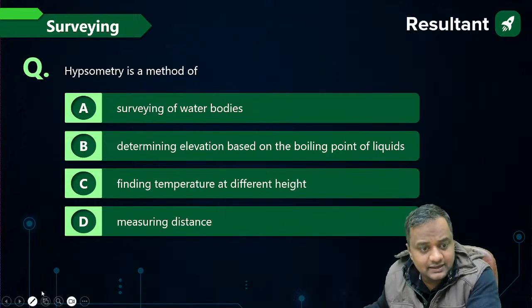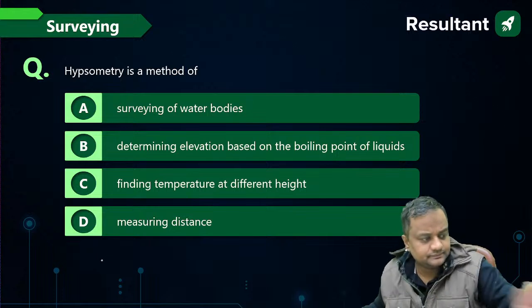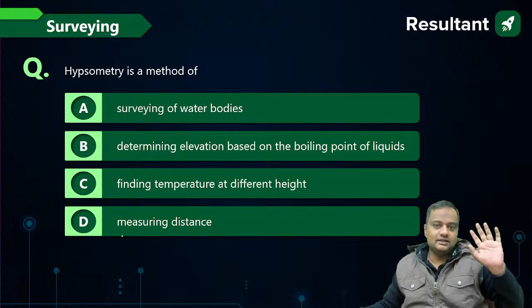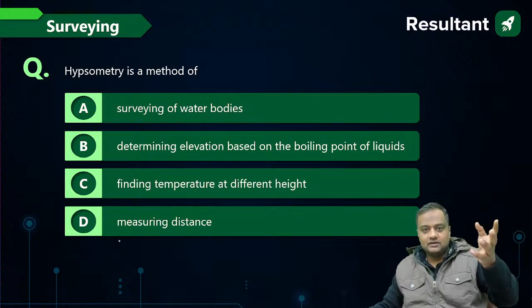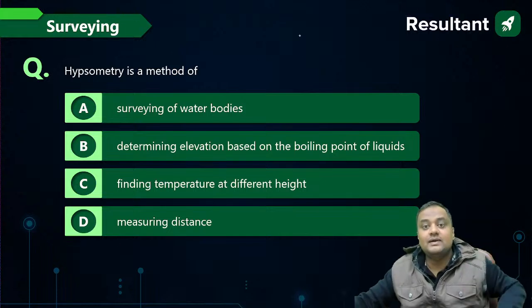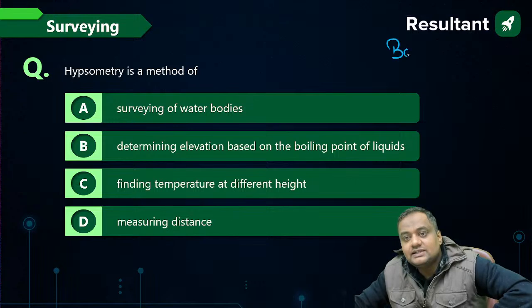What is hypsometry? I told you this in class. What is hypsometric leveling? In the leveling class I told you this. Guys, we generally think that leveling is only from a dumpy level. Leveling is any method from which we find the height, like barometric leveling. What is barometric leveling?